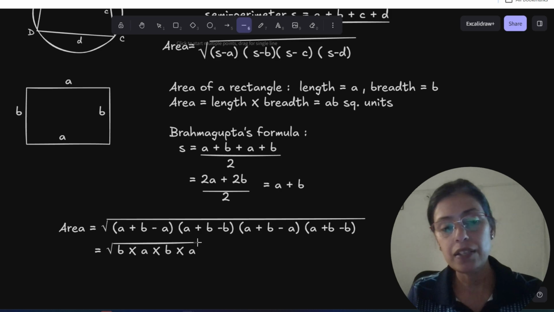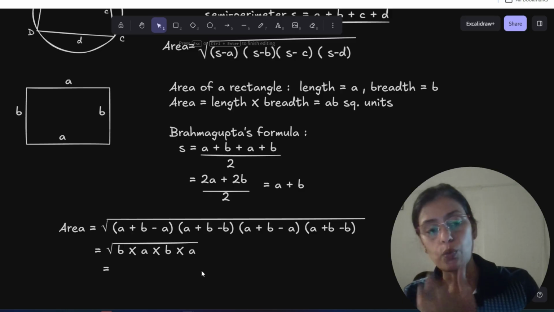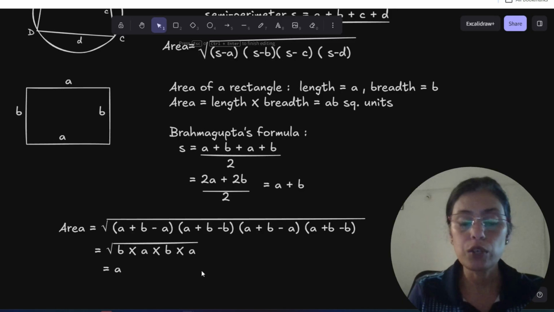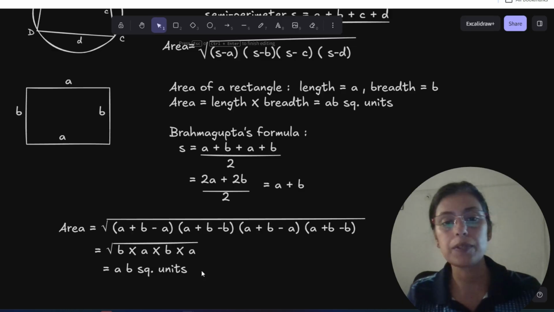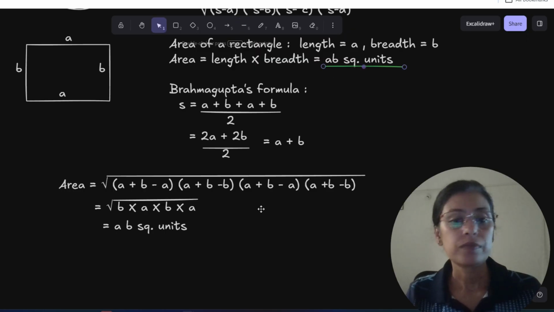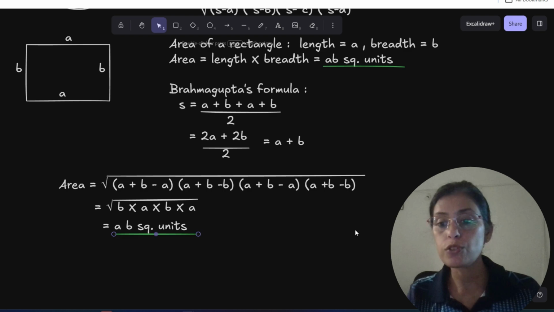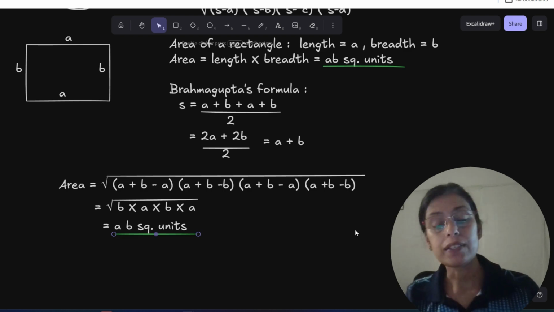So ultimately, we have A square into B square. So we are taking a square root, so this is going to be A into B, AB square units. So we saw here, right? AB square units. And we see here AB square units. So with Brahmagupta's formula also, we got the same answer.